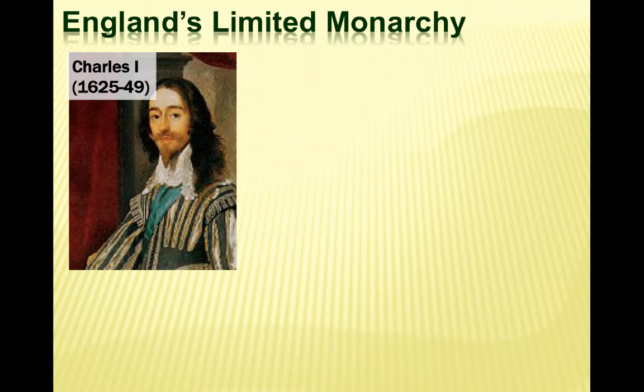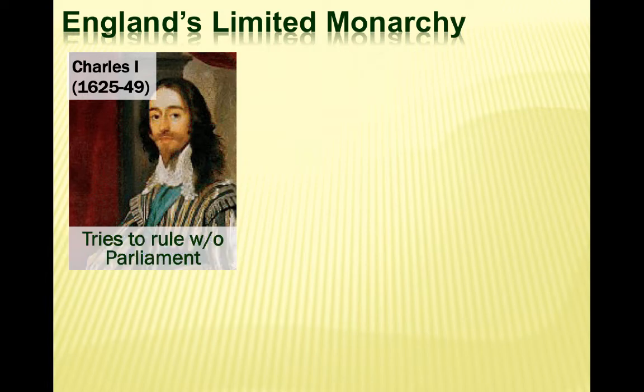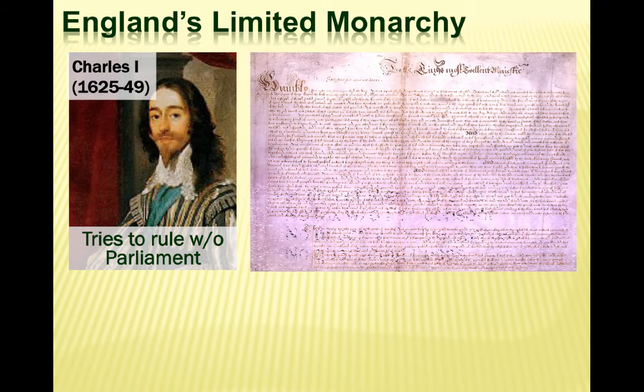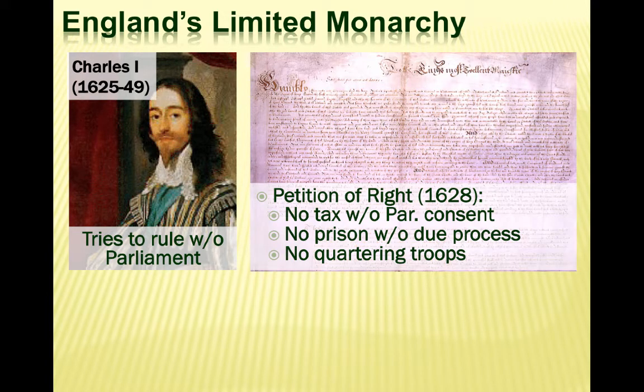He attempted to govern through total absolutism, and this would end badly for him. He attempted to pass laws and levy taxes without consulting Parliament. In turn, the members of Parliament drew up the Petition of Right. This document limited the king's authority by stating the people possess certain rights.